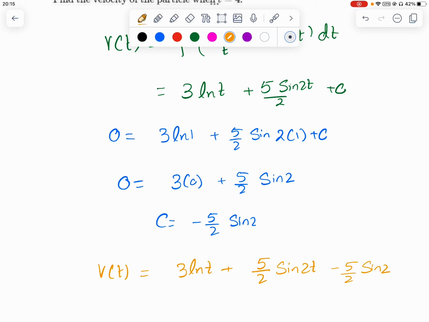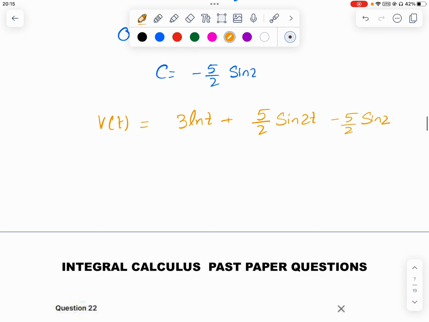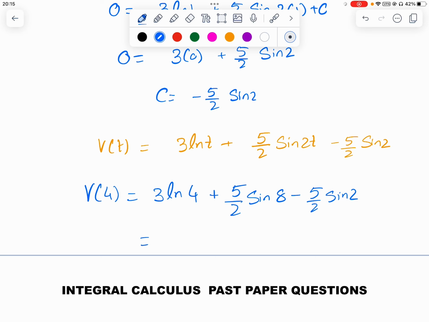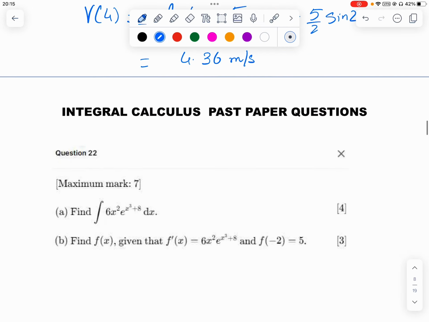Now what is being asked? It is being asked velocity at t equals 4. So plug in t equals 4. Velocity at 4 will be 3 ln 4 plus 5 upon 2 sin of 2 times 4, which is 8, minus 5 upon 2 sin 2. So you can use the GDC and get the answer as 4.36 meters per second. Don't forget to write the units.